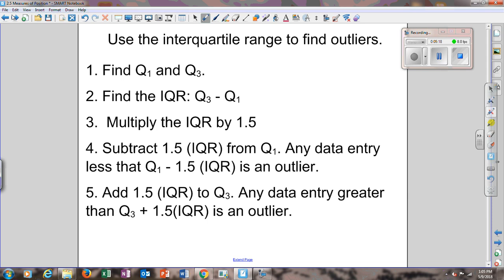So first you just find Q1 and Q3, then find the interquartile range by doing Q3 minus Q1. You take that interquartile range and multiply it by 1.5. Whatever you get for that, you subtract from Q1, and any data entry that's lower than that is going to be an outlier. Then you add that interquartile range times 1.5 to Q3, and any data entry that's greater than that would be an outlier.